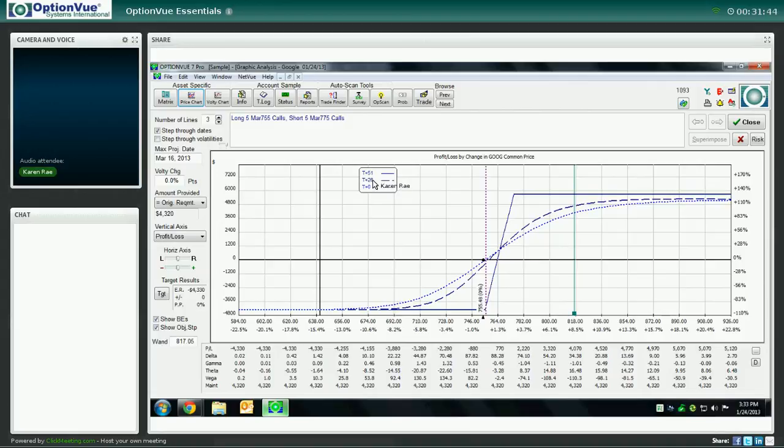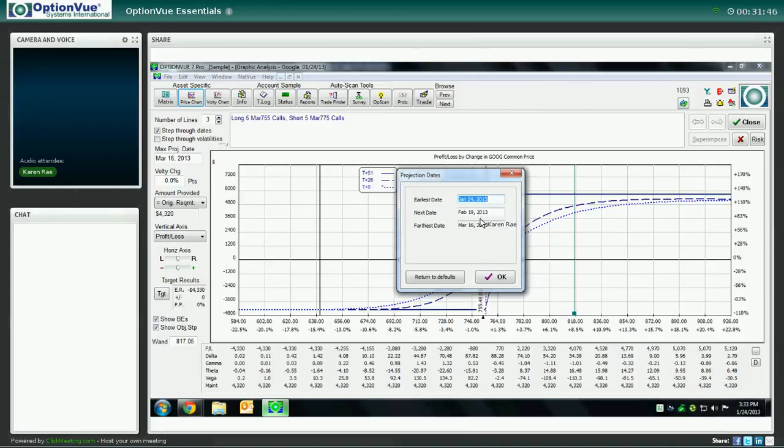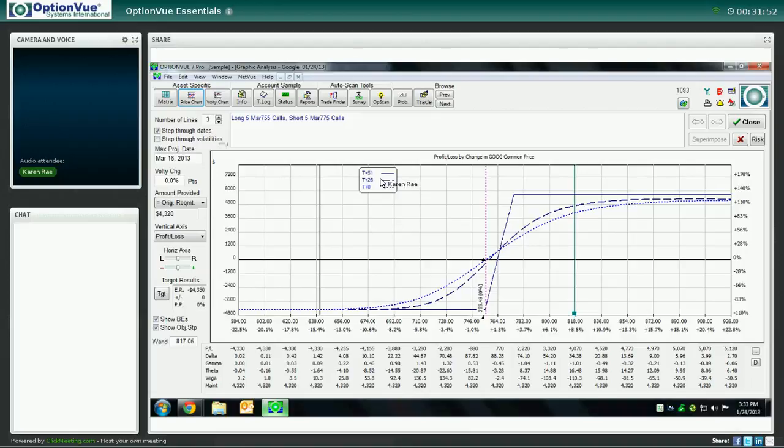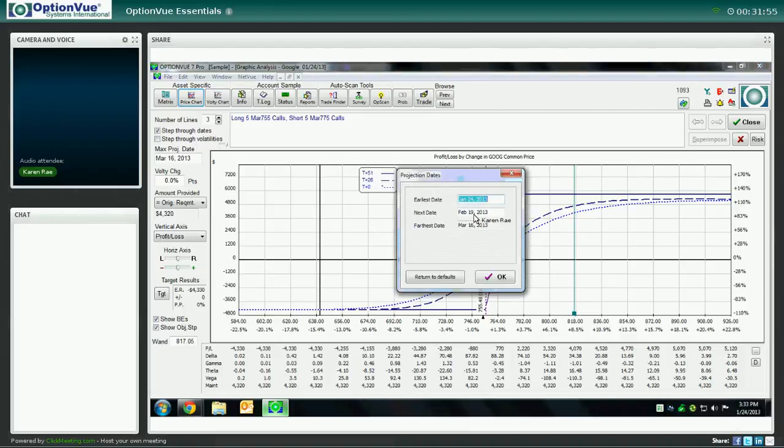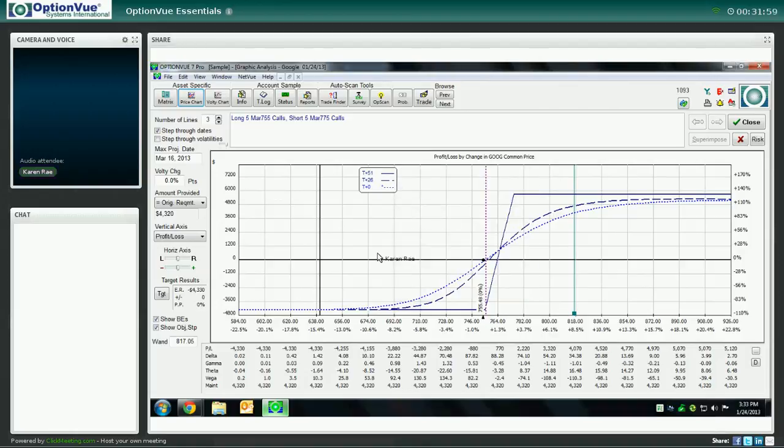These are equal increments of time, but if I right click, I can actually put in different days and look at any projection in time out forward. So that's a nice feature. Just right click and then type in any different date that you want. Okay, so the main thing I'm trying to point out here is that if Google goes up to 775 or higher, I'm looking good on this.